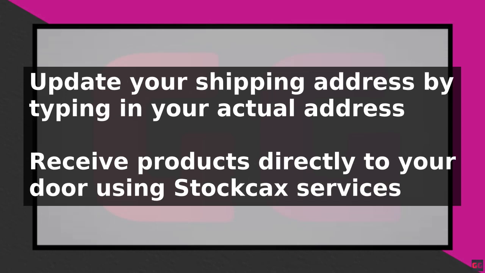To set up your shipping address, go to the Wallet section, where you can edit your billing and shipping information by typing in your actual shipping address. Once you've updated this information, you'll be able to receive products directly to your door using StockX.